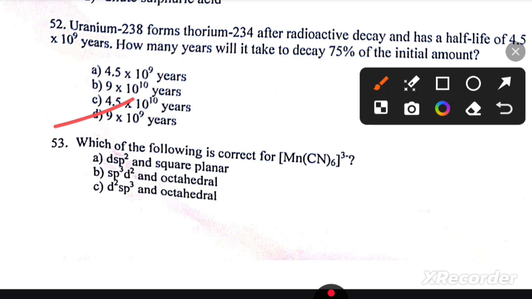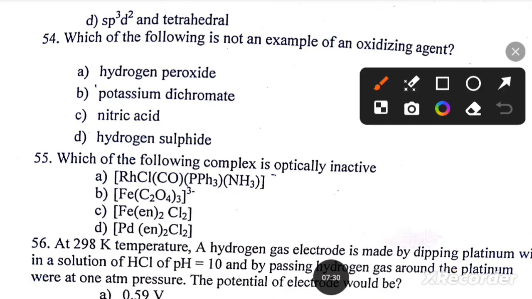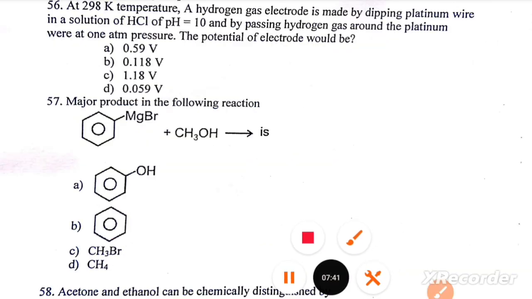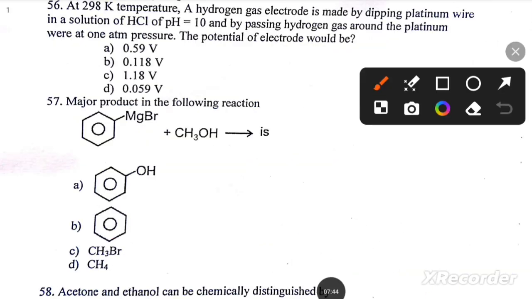Which of the following is correct for Mn(CN)6 3-? d2sp3 and octahedral. Which one of the following is not an example of oxidizing agent? Hydrogen sulfide. Which of the following complex is optically inactive? Correct answer is option D. The potential of the electrode would be 0.059 volts.